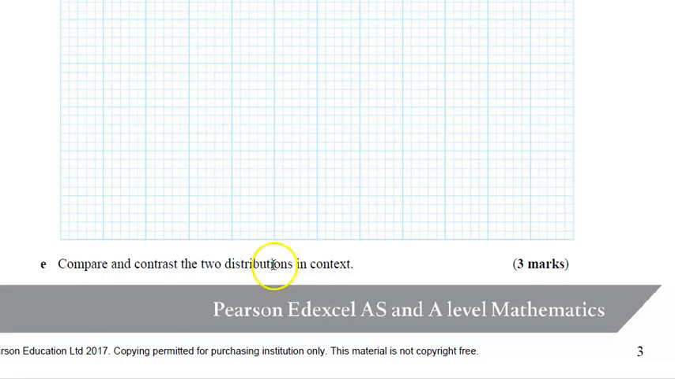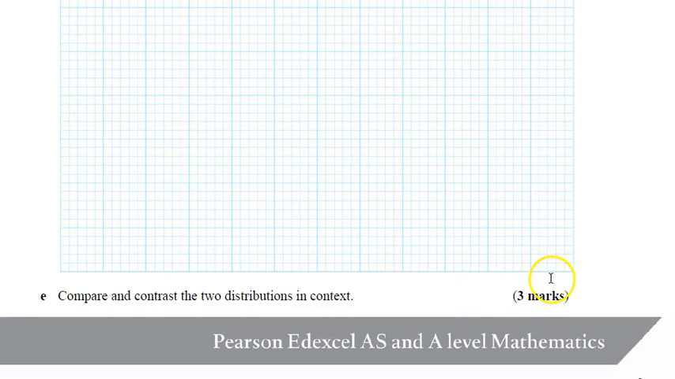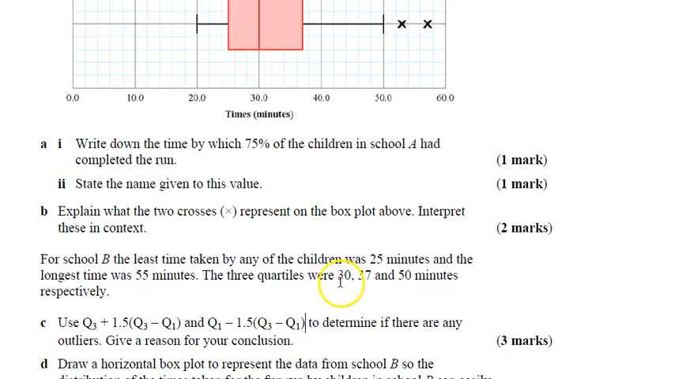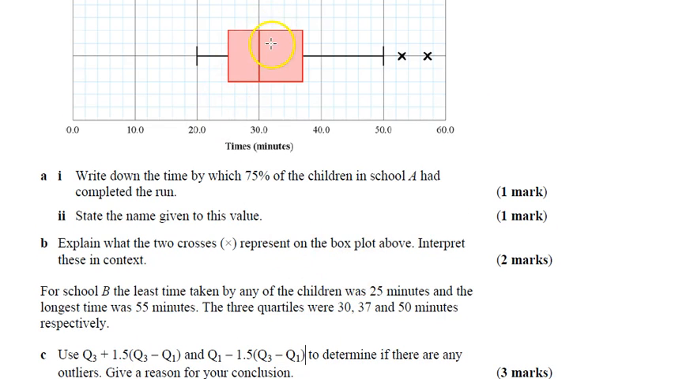Yes. Compare and contrast the two distributions in context. 3 marks. I think that's generous. You wouldn't get 3 marks if it was a real GCSE question. If it was a real A-level question, I think you'd only get 1 or 2 marks. You're going to want to compare an average, so which has the higher or lower median in this case, and you're going to compare a measure of spread, which is going to be the interquartile range. Yeah, you could compare the range, but if you've got the interquartile range, it's far more useful.